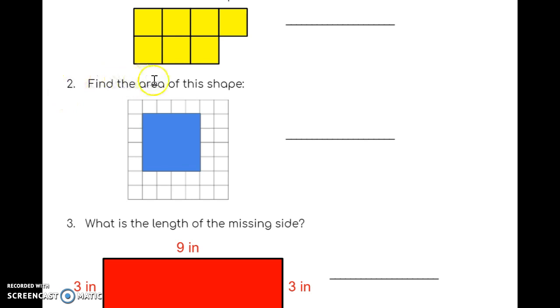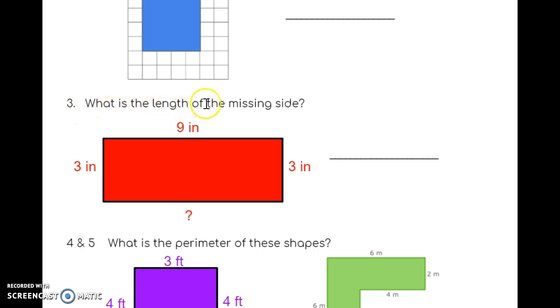Number 2, find the area of this shape. Now you're finding the area of the blue shape, not the area of the white. You're finding the area of the blue. So they're kind of covered up, so you have to figure out how many squares are underneath. Write your answer here on the line.